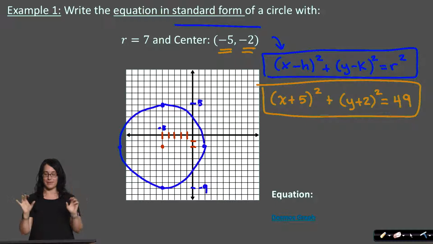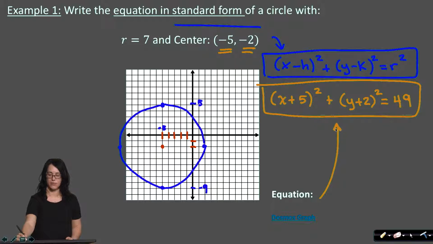Again, it's fitting nicely into our pattern, but we could also have foiled both sides: x plus 5 times x plus 5, you'd get x squared plus 10x plus 25. You could FOIL y plus 2 squared and get y squared plus 4y plus 4. And then you can move 49 to the other side by subtraction and combine those constants, and you'd have general form. Not very helpful for graphing, but you will have circles in that form. So we'll be talking more about those forms of circles in just a few minutes. So again, our equation there in standard form is in the orange there. All right, let's see if you can try another one in the next slide here.